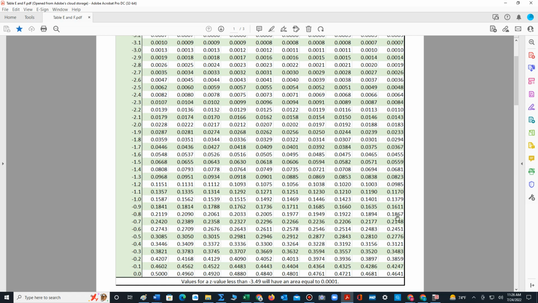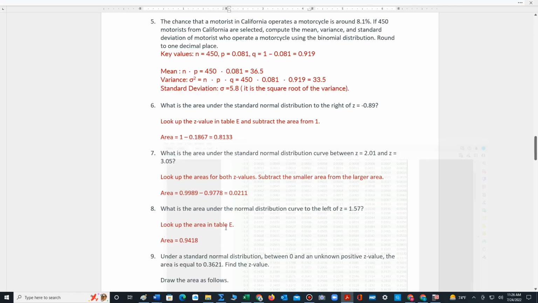Negative 0.89 is 0.1867. That's the area to the left. We want the area to the right, so we take 1 minus 0.1867 to get 0.8133.